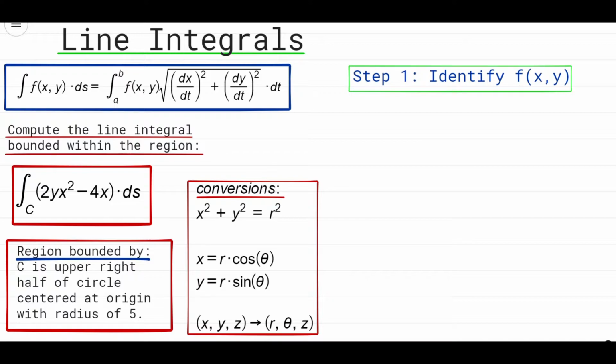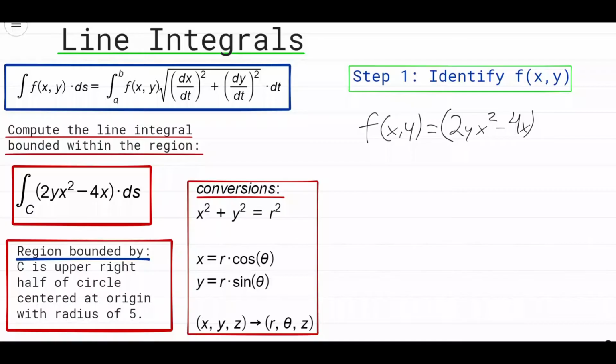So the first step is simply to identify f of xy, because the formula that we're given is f of xy times the square root of dx over dt squared plus dy over dt squared, times dt. So identify the function f of xy. f of xy is literally just what's given to us: f of xy is nothing more than 2yx squared minus 4x.